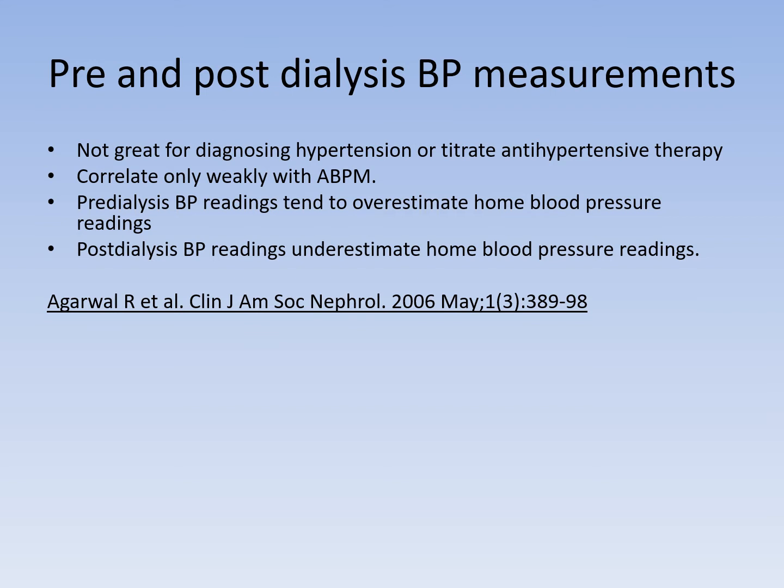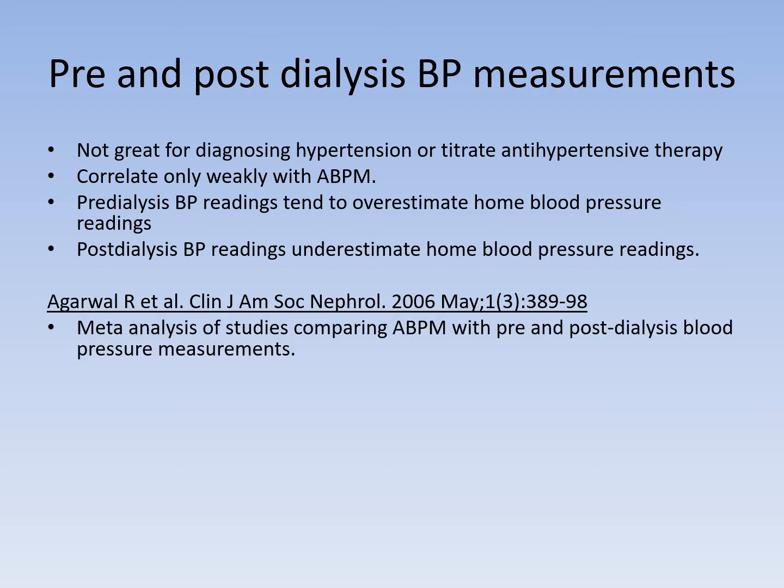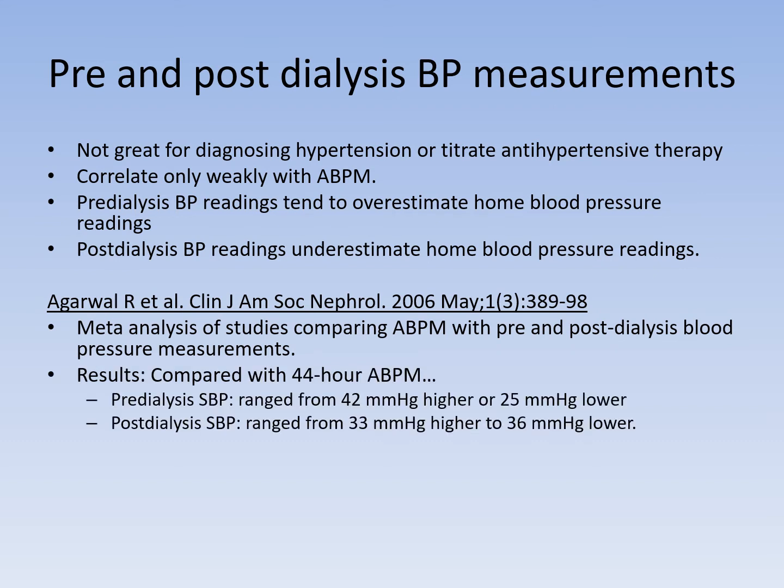So this is a study published by Agarwal in 2006. It was a meta-analysis of all the studies comparing ambulatory blood pressure monitoring with pre- and post-dialysis blood pressure measurement. And what they found was, compared to a 44-hour ambulatory blood pressure monitor, so basically checking blood pressure in the interdialytic interval between two dialysis sessions, that pre-dialysis systolic blood pressure ranged from anywhere from 42 millimeters of mercury higher to 25 millimeters of mercury lower than the ambulatory blood pressure monitoring. And the post-dialysis systolic blood pressures ranged from anywhere from 33 millimeters of mercury higher to 36 millimeters of mercury lower.